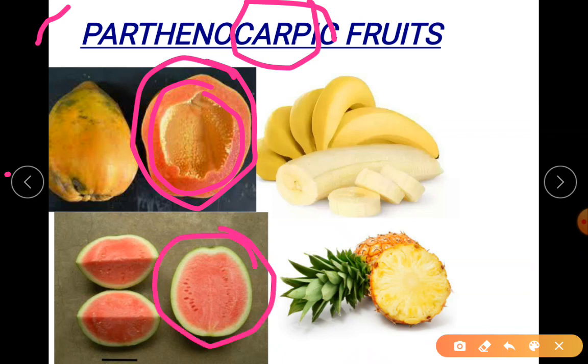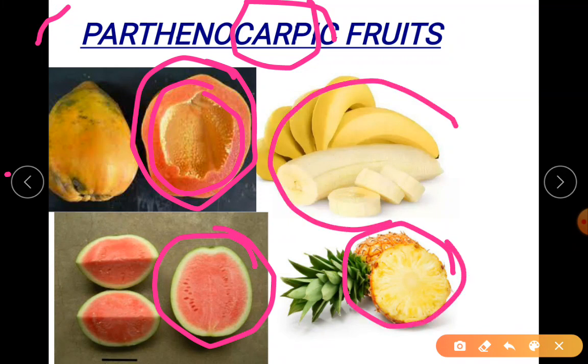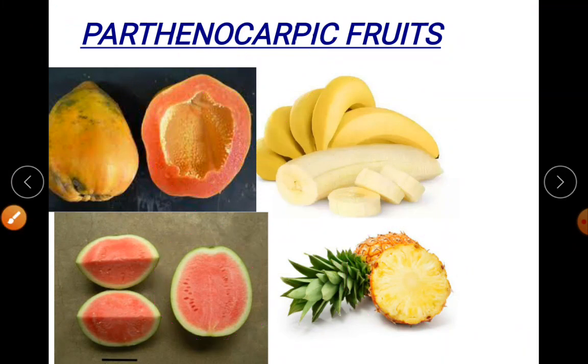Here also you observe. Here the whole fruit does not have the seeds. Here also in pineapple, this is the banana is the best example. Okay.